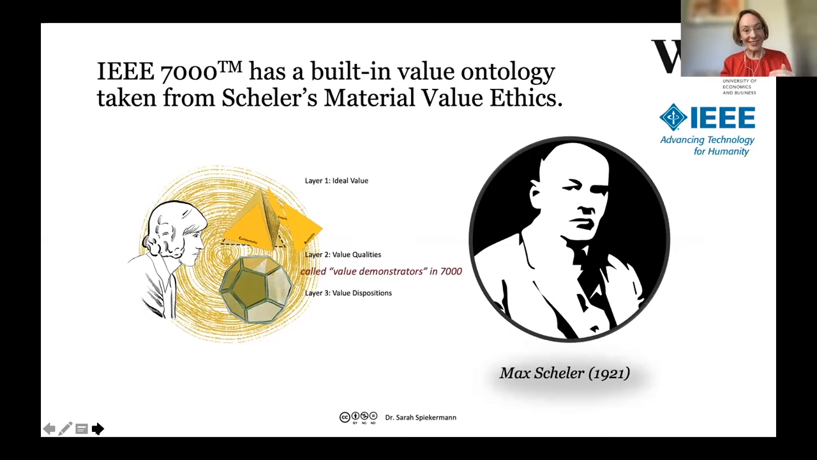We have value qualities like humanness that people really perceive and love or don't like. And then we have the value dispositions in the object that cater to the value qualities that enable them. And this value ontology, this wording, ideal core value, value qualities, they're called value demonstrators in the standard, value dispositions, this vocabulary is very essential because in today's discussions about values all over the place, everybody talks about values and nobody makes this distinction and this precision of what is really going on, because values are happening on those three distinct layers. And I'm very proud that we have put that ontology in the standard.